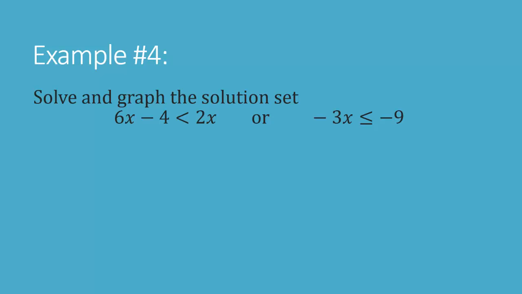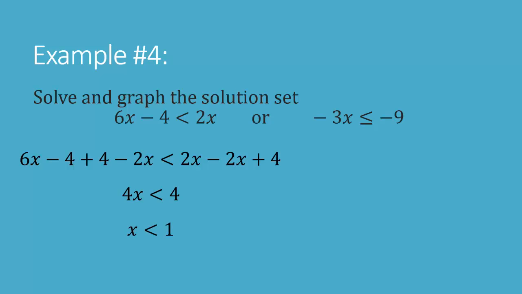Now, these next three examples, we're going to go into unions. So now we're going to look at using OR. So we're looking at a solution that solves 6x minus 4 is less than 2x, or negative 3x is less than or equal to negative 9. So what we're looking for will be x's that satisfy one or the other, not both. So first we simplify the first one, moving the 4 to the right side and moving the 2x to the left. So we get 4x is less than 4, or simply x is less than 1.